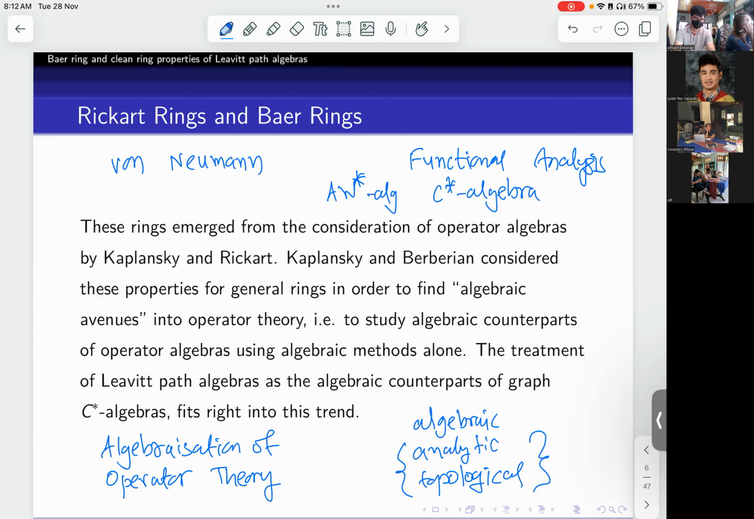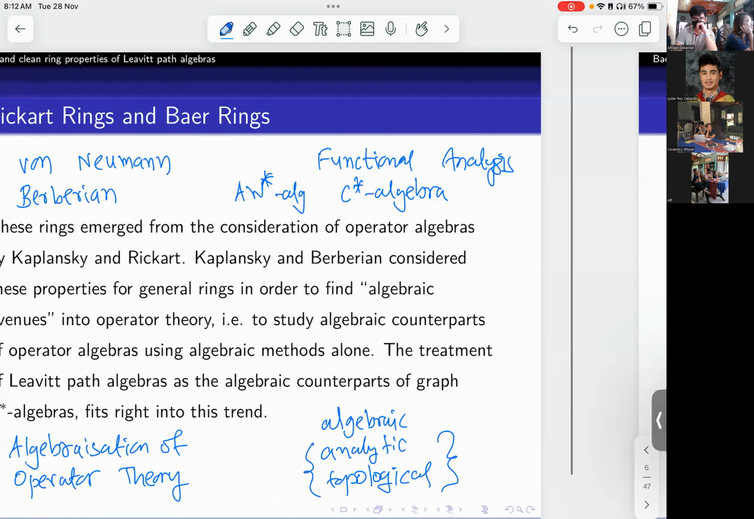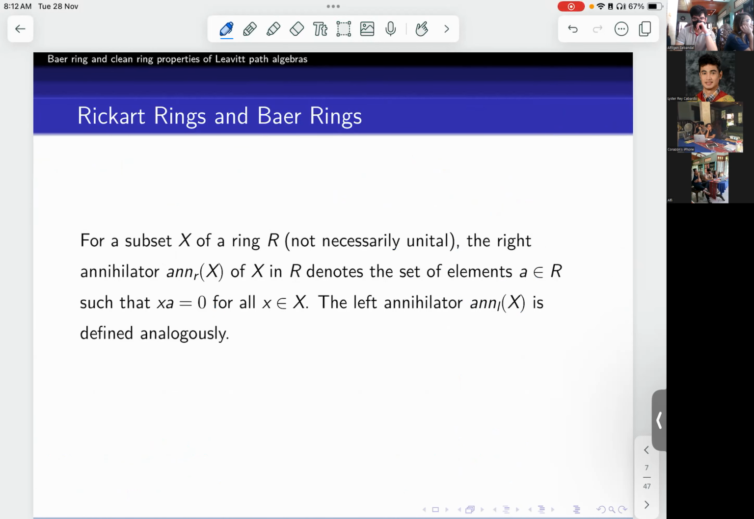Many mathematicians worked in this area, including Kaplansky, Rickart, von Neumann, and Berberian, to name a few. And Berberian in his book remarks that we want to take away all the analysis, and what would remain is algebra. So let us see what it means. Let us see what is a Rickart ring and what is a Baer ring.